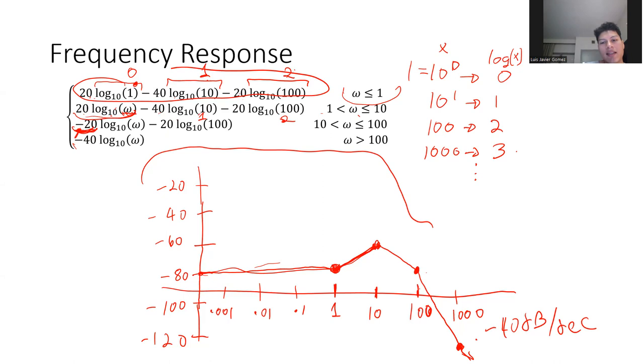And here, they will also match. The expressions match. And then here, we have a slope of negative 20. So you will actually start falling by a slope of 20. And then you fall by a factor of 40. Okay. And that's just off the omegas in the different ranges. Yeah, the omega terms.